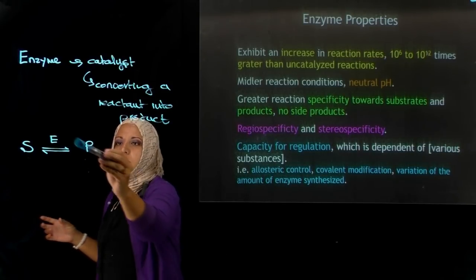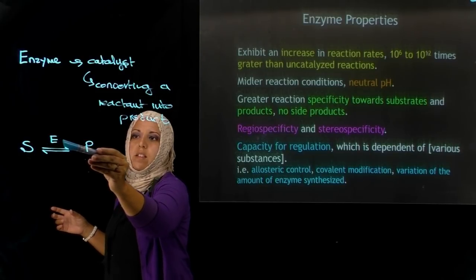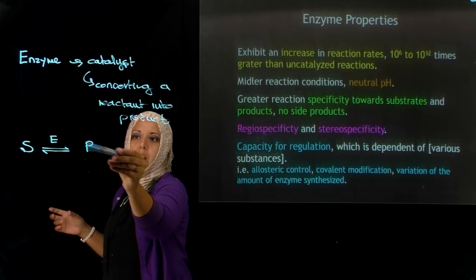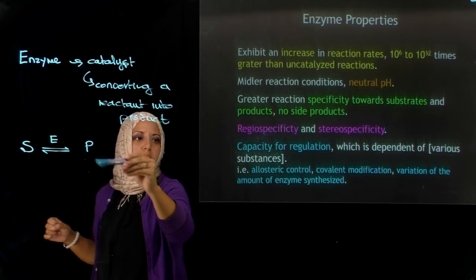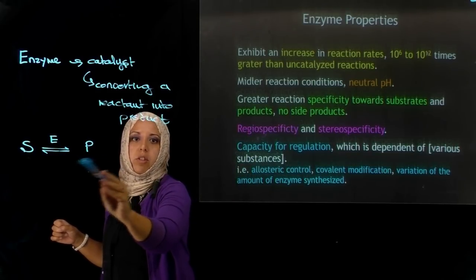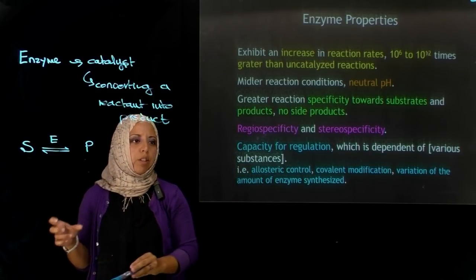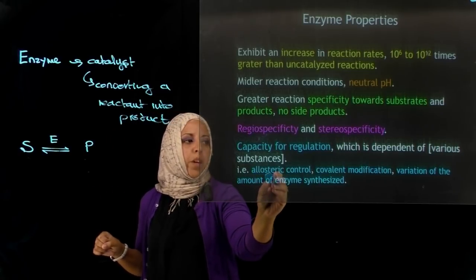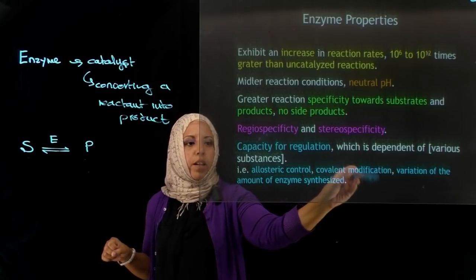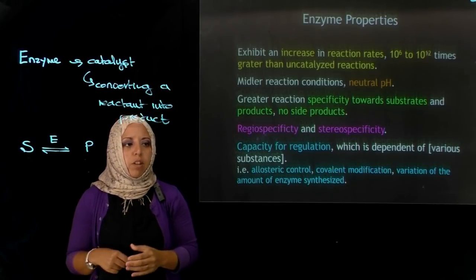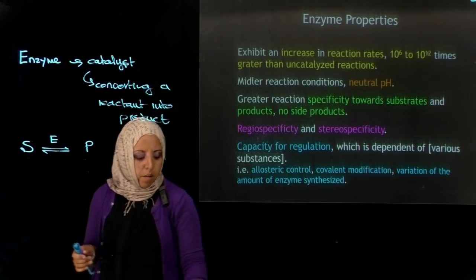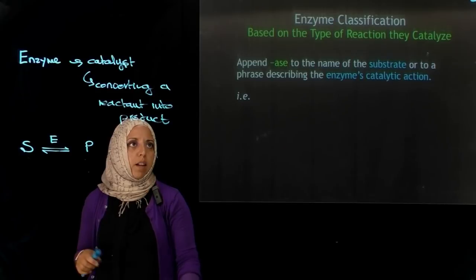And does anything turn off the enzyme, or does it always, once it binds to the substrate, turn over into product? An enzyme is actually regulated by different substances that can bind to the enzyme and alter the rate of the reaction, or in other words, control it. In a later chapter, we're going to be talking about allosteric control, covalent modification, and how variation of the enzyme that is synthesized can also help regulate the activity of that particular enzyme.